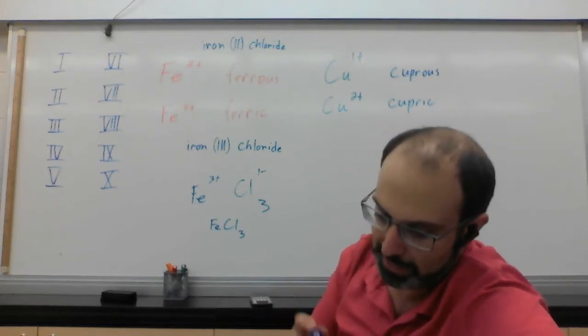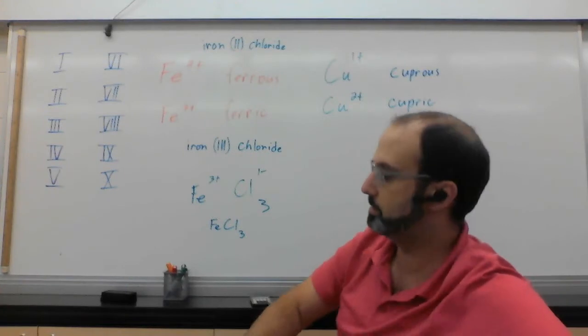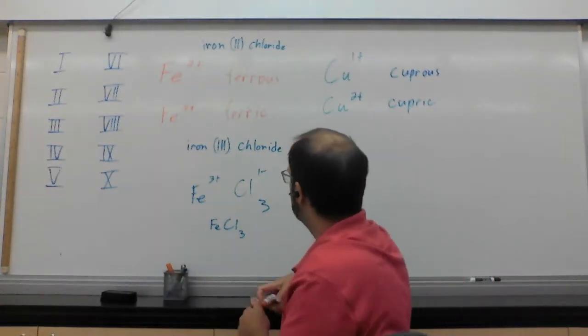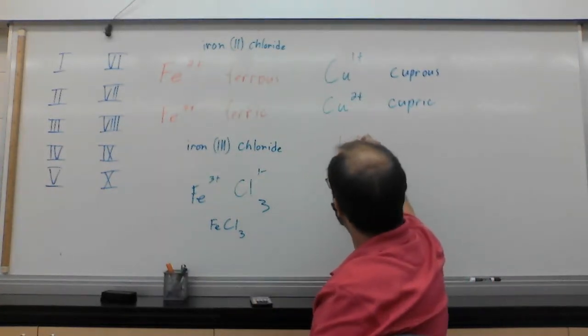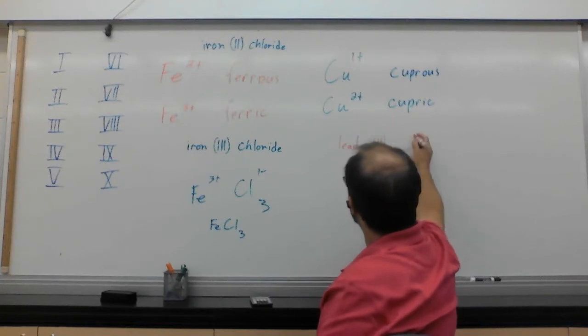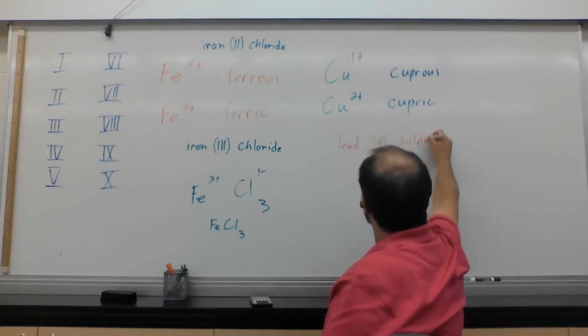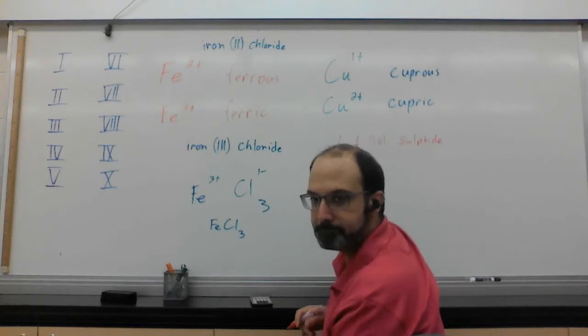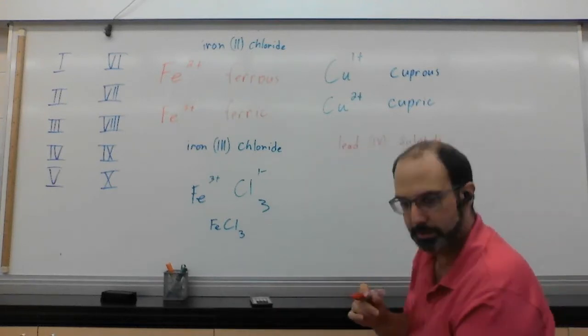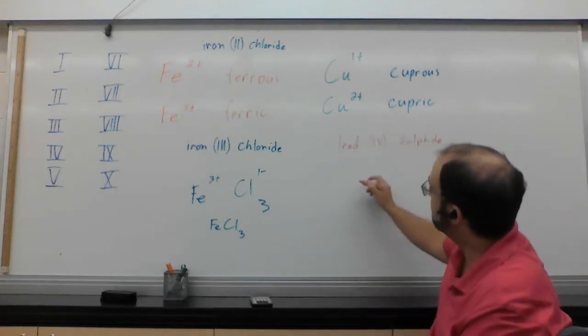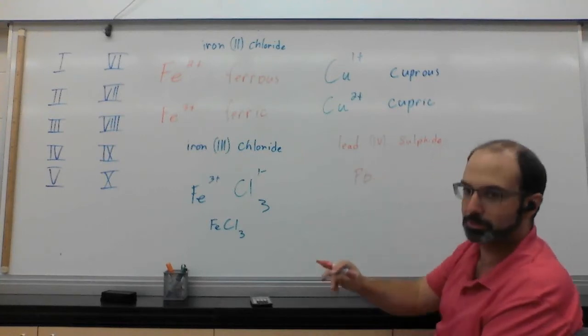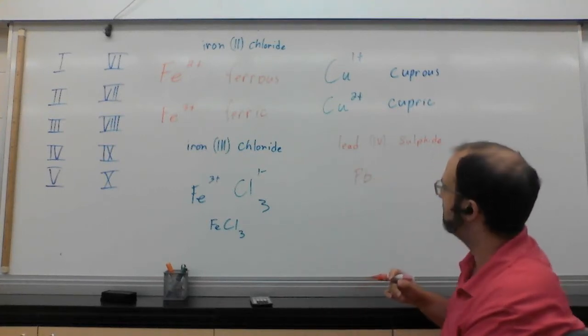Yeah, I'll take it. Now, we have another example here. The next one is lead 4 sulfide. Okay, so lead 4 sulfide. Okay, lead is, of course, the metal. It goes first. Lead is Pb. It's another one of those Roman/Latin-based names.